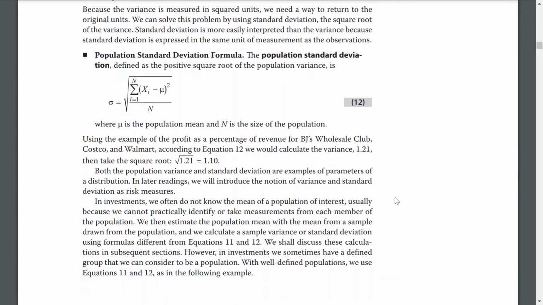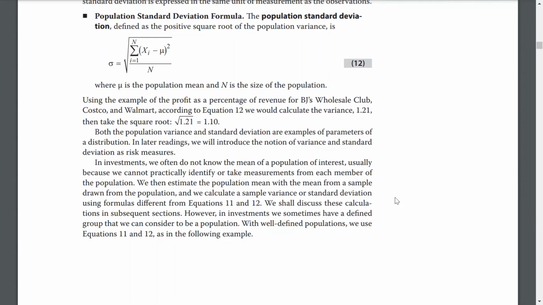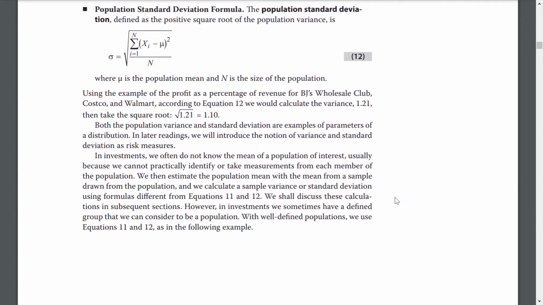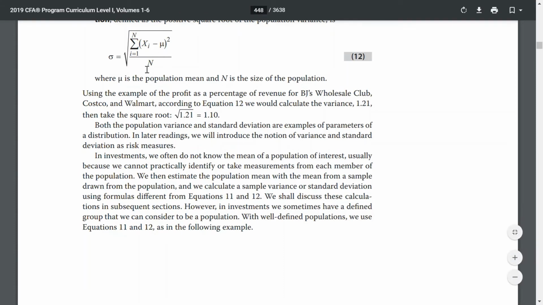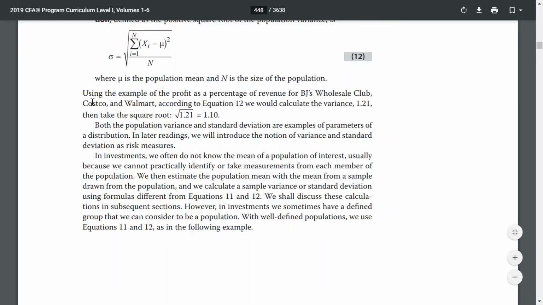Population standard deviation formula. The population standard deviation is defined as the positive square root of the population variance. So literally just the variance formula, but with a square root around it. The mu sign right here is the population mean, and N is the size of the population.